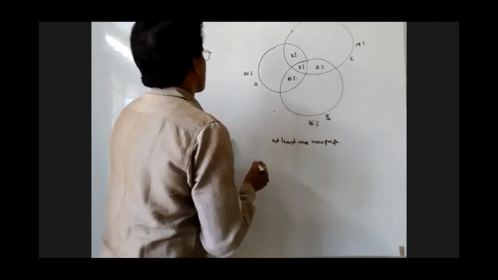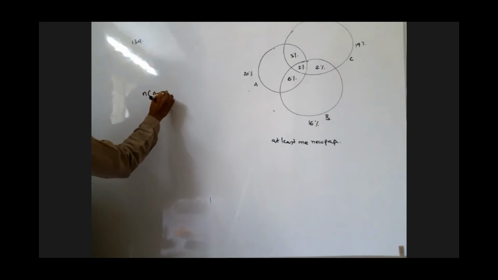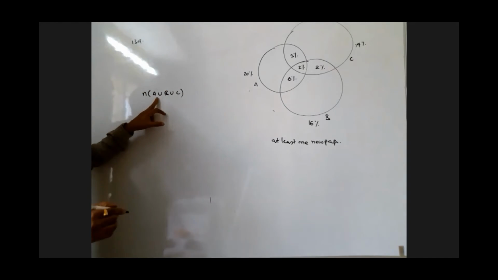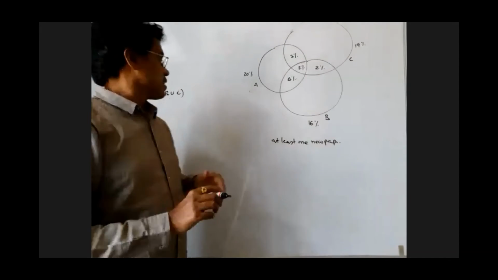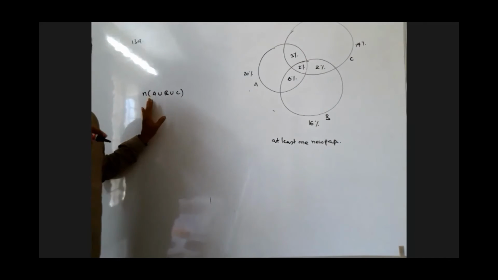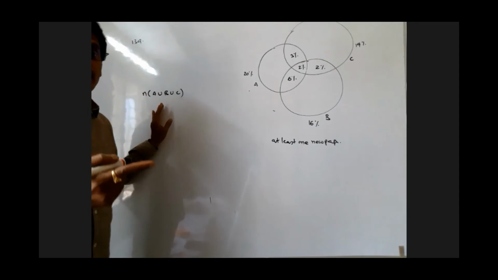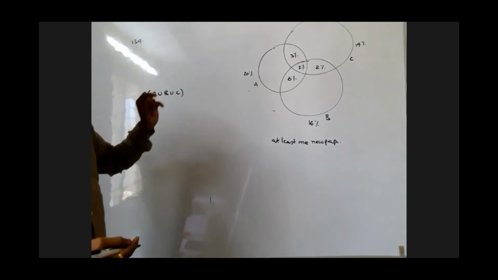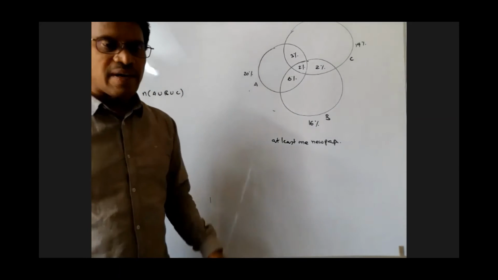At least one newspaper means what, my dear? You have to find out n(A ∪ B ∪ C). A union B union C indicates at least one paper. A union B union C means either A or B or C, or any two, or all the three. That is the meaning of n(A ∪ B ∪ C). So find out by substituting, and we directly get the answer.